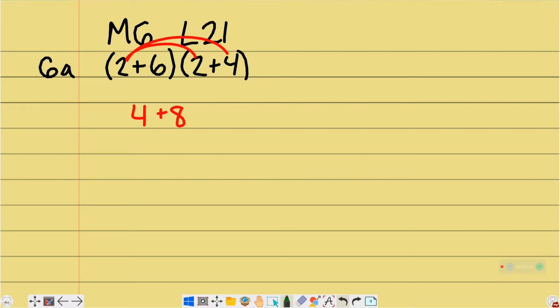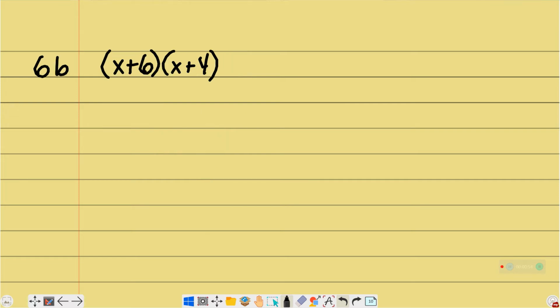Then we take that second number and multiply it into each. 6 times 2 is 12, and 6 times 4 is 24. Then we need to add. 4 plus 8 is 12, and 12 plus 24 is 36. If I add 12 and 36 together, I get 48. The answer to 6A is 48.